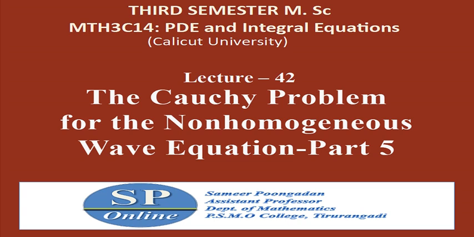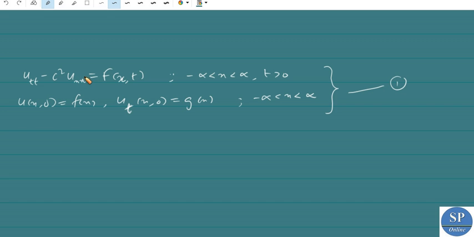In this lecture, we will discuss a corollary of the theorem that we discussed in the previous video. Also, we will discuss a problem of non-homogeneous wave equation. Consider the Cauchy problem for non-homogeneous wave equation u_tt minus a squared u_xx equal to F of x, t, with these initial conditions.